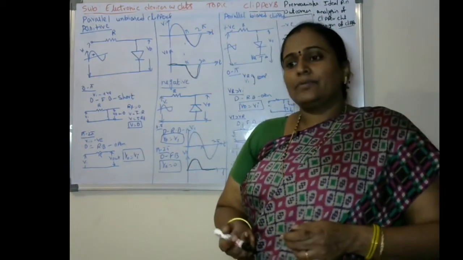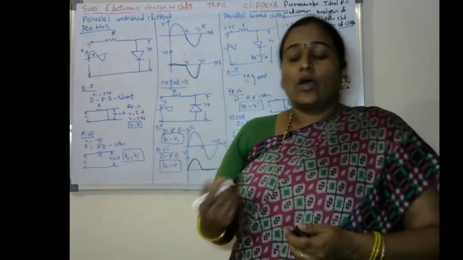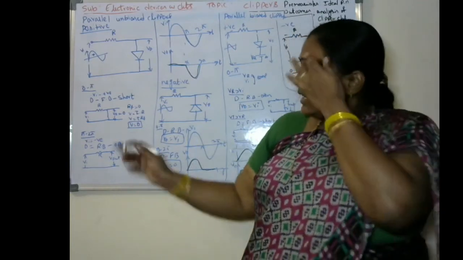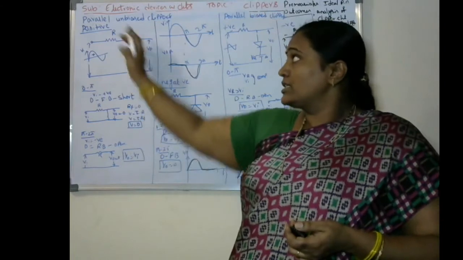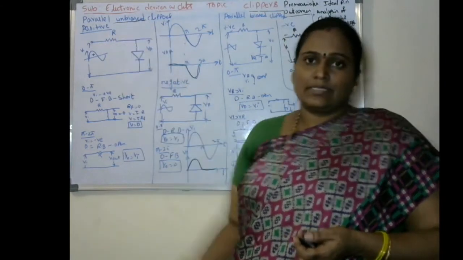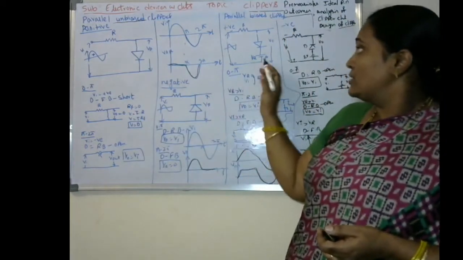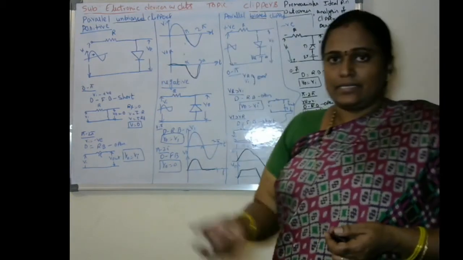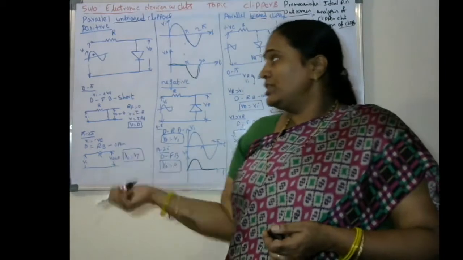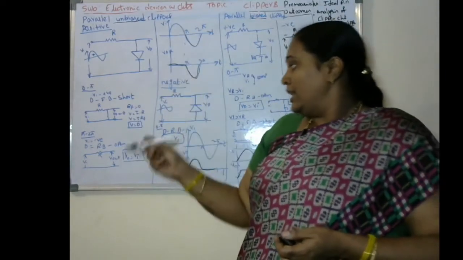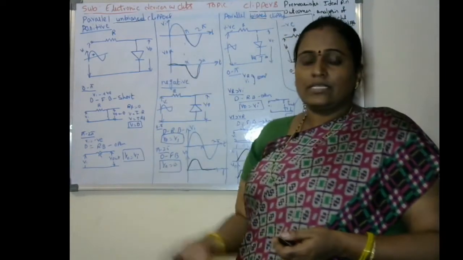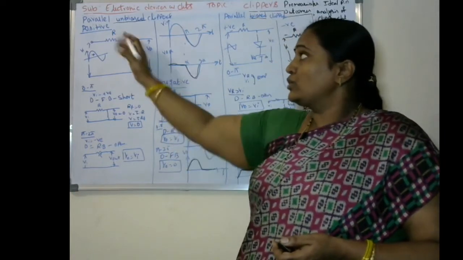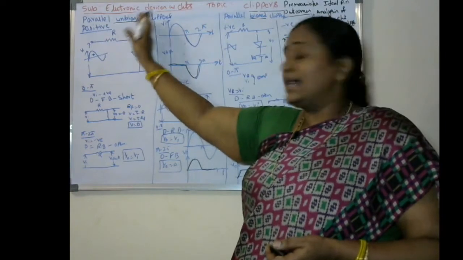In parallel clippers also, we can use a reference voltage, or we need not use one. In this case I am not using a reference voltage, so it comes under the unbiased case. If I use a reference voltage, it comes under the biased cases. If it clips the positive one, it is called a positive clipper. If it clips the negative one, it is called a negative clipper. So we will discuss this. First is the parallel unbiased clipper.